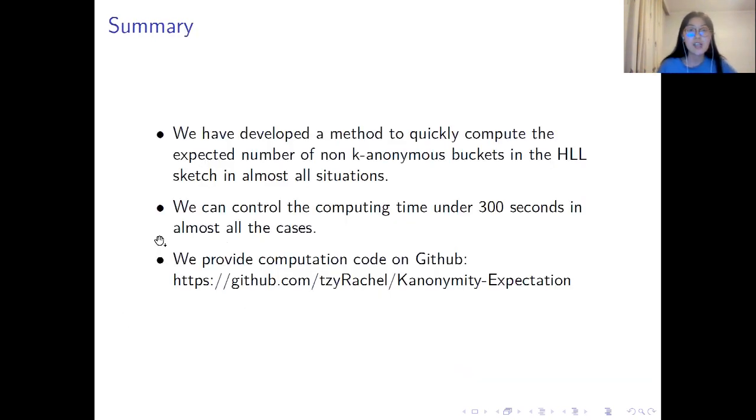Okay, so in summary, we developed a method to quickly compute the expected number of non-anonymous buckets in a HyperLogLog sketch in almost all situations. And we control the computing time under 300 seconds, that's the single thread computation time, in almost all cases. And we provide computation code on GitHub. So if users need to compute this expected number, they can use this code here.